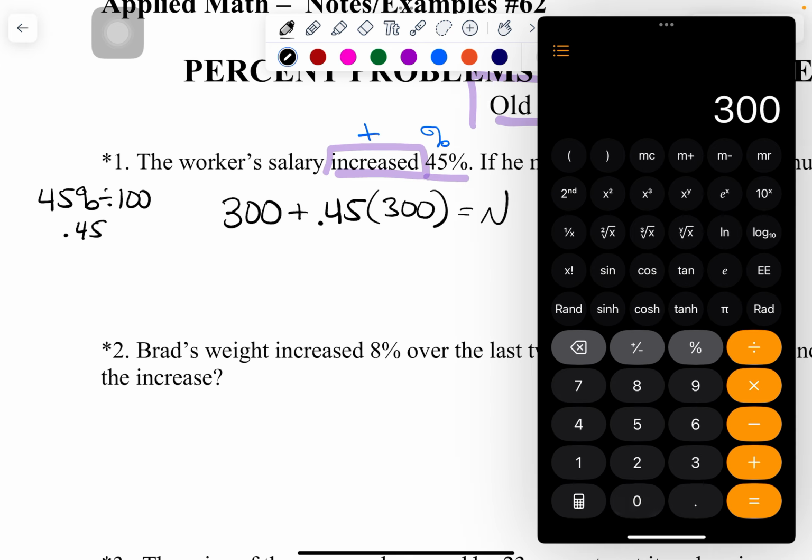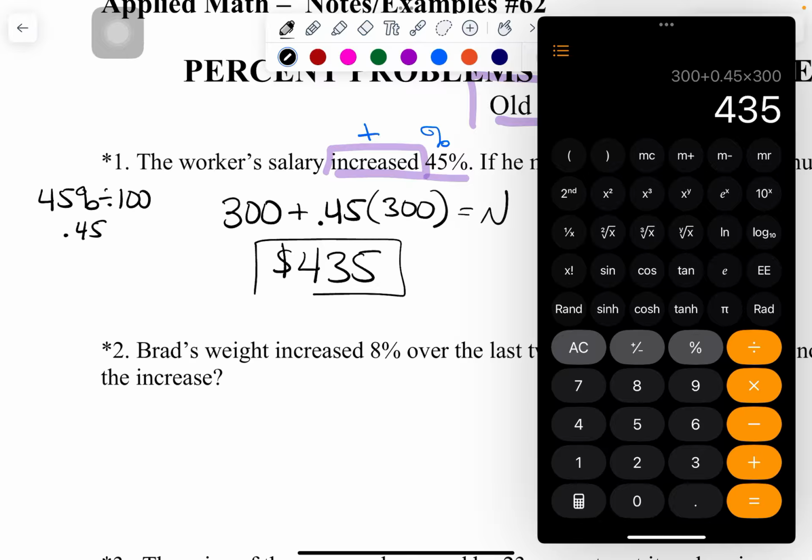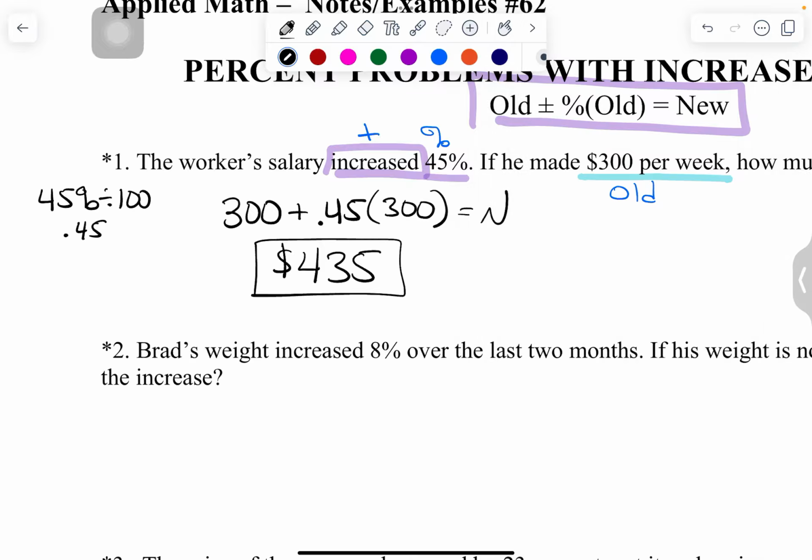So this is what we're trying to figure out, and that's what's going to go in the calculator. So 300 plus 0.45 times 300. And so the new is going to be 435. That's a heck of an increase. All right, so after a 45% increase, the person went from making $300 per week to $435 per week.